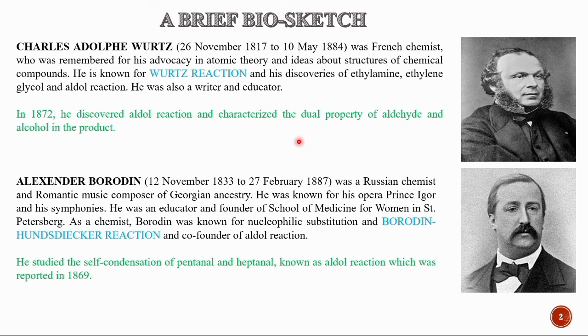Borodin was the person who did the aldol reaction on pentanal and heptanal and reported that in 1869, whereas Wurtz studied the dual property of aldols, taking different molecules, and studied the presence of an aldehyde group and an alcohol group, and he reported that in 1872. So this is all about the brief history of aldol. In the next concept, we are going to discuss the aldol reaction. Thank you.